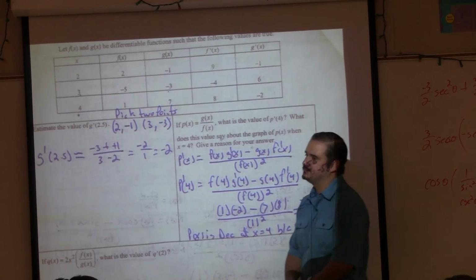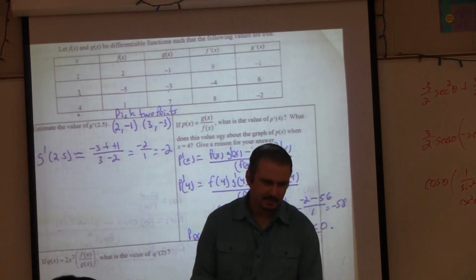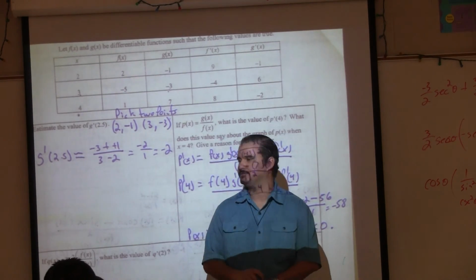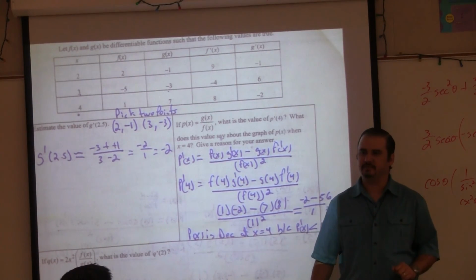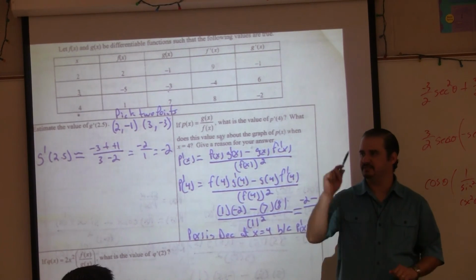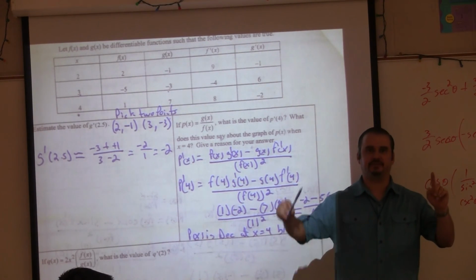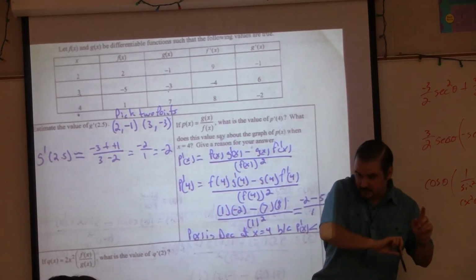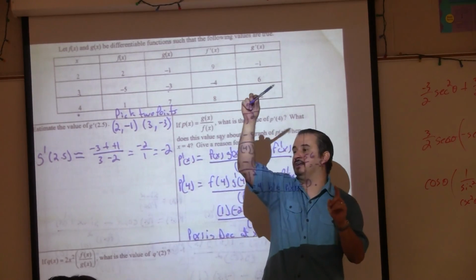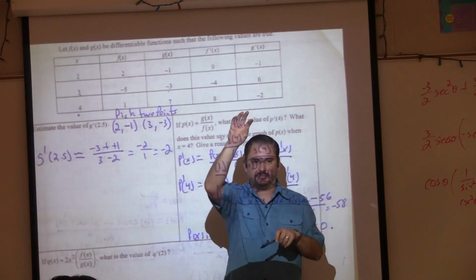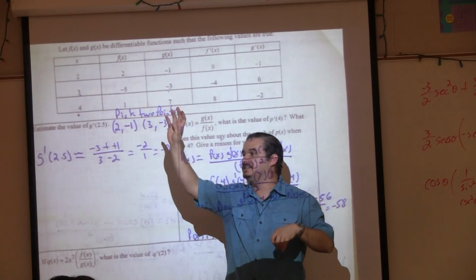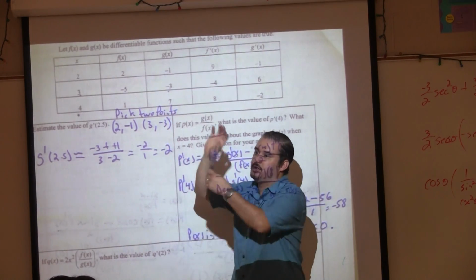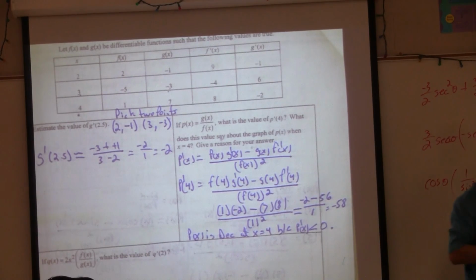Good, you remember that. How do I know I have a maximum? What happens to p prime of x? From positive to negative. The function changes from increasing to decreasing. The derivative goes from positive values to negative values. That's a maximum, right? When it goes from decreasing to increasing, the derivative changes from negatives to positive. Don't forget all of that, okay? Because we're going to use it later again. We have to make sure we remember all that.